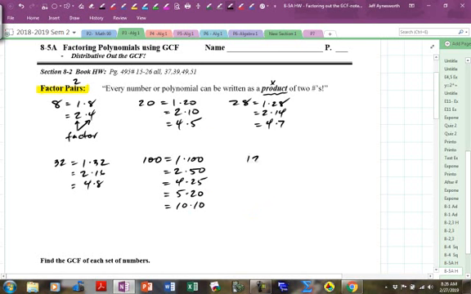Something a little bit more challenging is 120. So try this one. Pause the video, give it a shot. Okay, here we go. 1 times 120. It's even, so 2 times 60. 3 divides in there because 3 divides into 12, so 3 times 40. Since 3 divides into it, 4 divides into it, because 3 times 4 is 12, so 4 times 30.